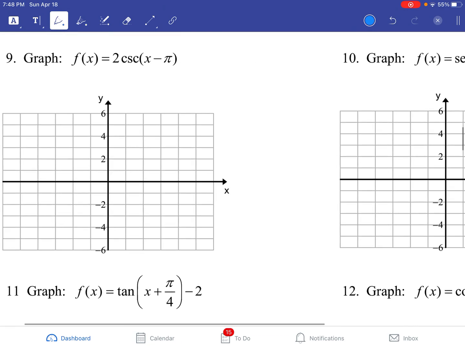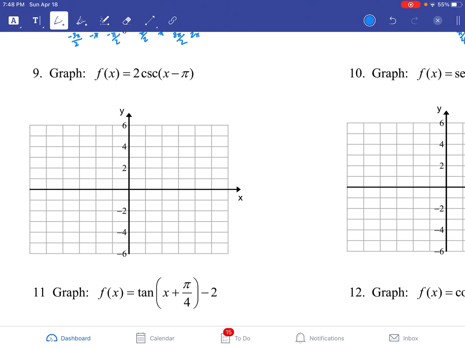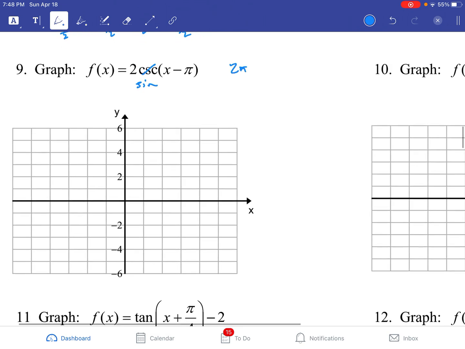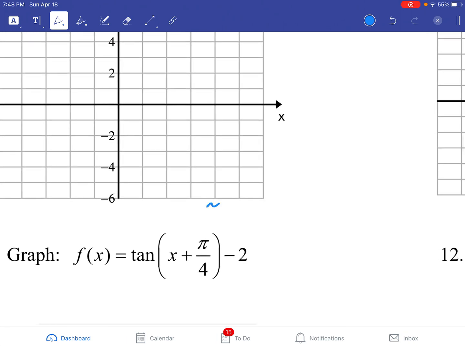Number 9. Doing cosecant. That means we're going to graph a sine function. Nothing is being multiplied or divided by the x, so our period is still 2 pi. So I write our intervals down. We have 2 pi. Half of that is pi. Half of pi is pi over 2. And 3 times pi over 2 is 3 pi over 2.